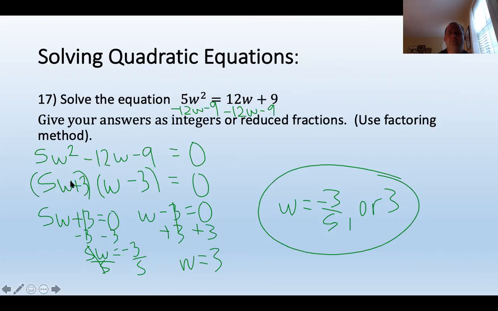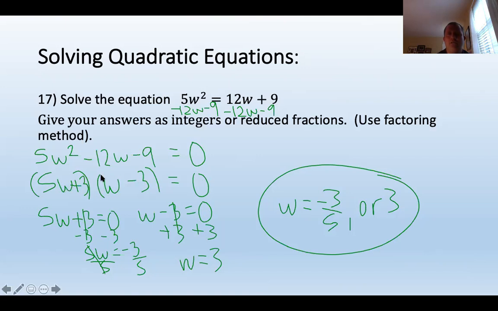So if I put 3 next to 5w and negative 3 next to w, if I multiply my outer terms, 5w times negative 3, I get negative 15w. And if I multiply my inner terms, 3 times w, I get 3w. And negative 15w plus 3w is negative 12w. So that's why it's the correct factorization.